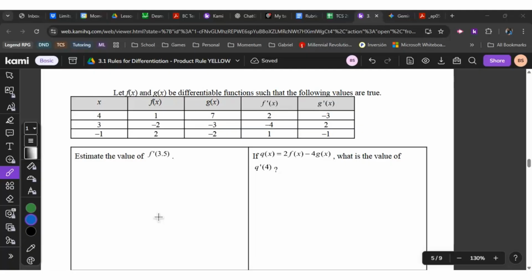Remember I said we love chart questions? Here's a chart question. Here's our chart. We got f, g, f prime, and g prime. I love it. All right. So estimate the value of f prime of 3.5. So remember when it says estimate, what kind of line did we use? We call it a secant line using the two closest points. So 3.5 would be between these two, right? So I'm going to use f of 4, that's y2, minus f of 3, that's y1, over x2 minus x1. Does that make sense to everybody? Going back to like pre-calc?